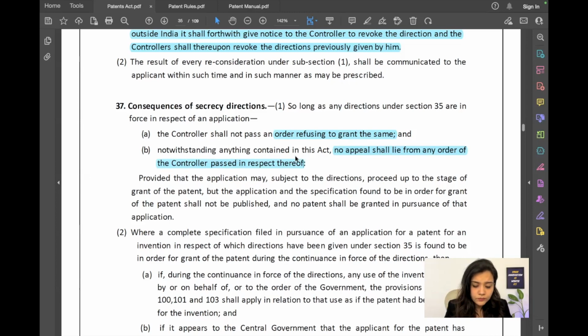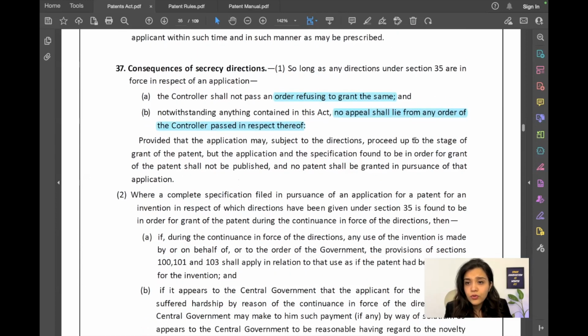So there may be a situation that secrecy provisions are applied after a certain time by the central government itself. In that case, if the controller has passed a certain order, there shall not be any appeal, provided that the application may, subject to direction, proceed up to the stage of grant of patent, but the application and specification found to be in order for grant of the patent shall not be published, and no patent shall be granted in pursuance of that application. So it may happen that examination of your application has taken place, but because the application is not published, the patent would not be granted. So regarding this clause, if any application is currently pending under secrecy direction, we cannot get a patent on it. So no patent shall be granted in pursuance of that application.